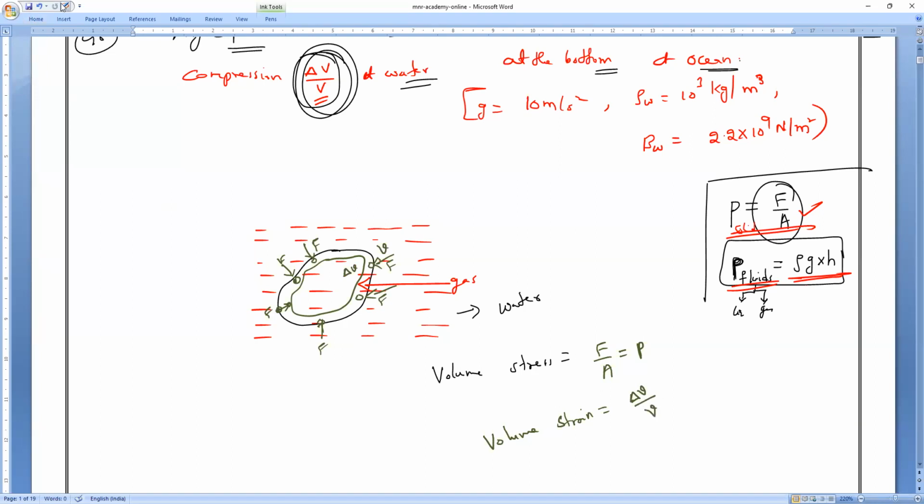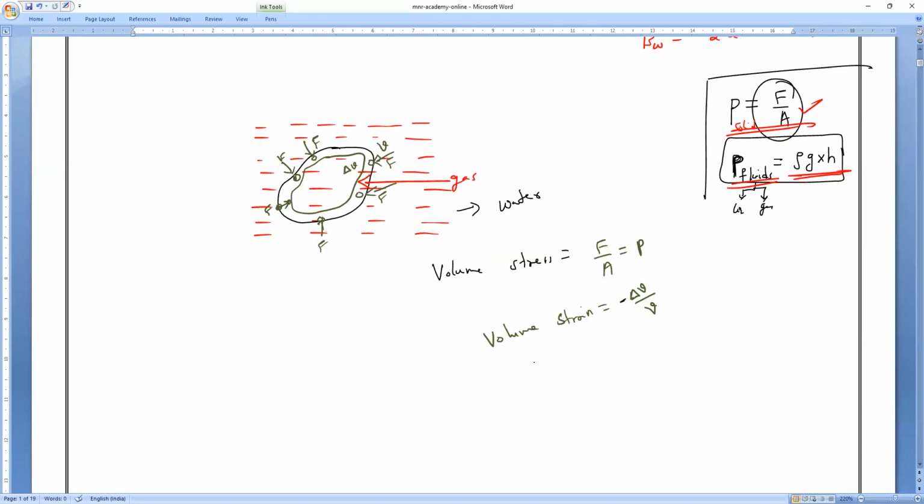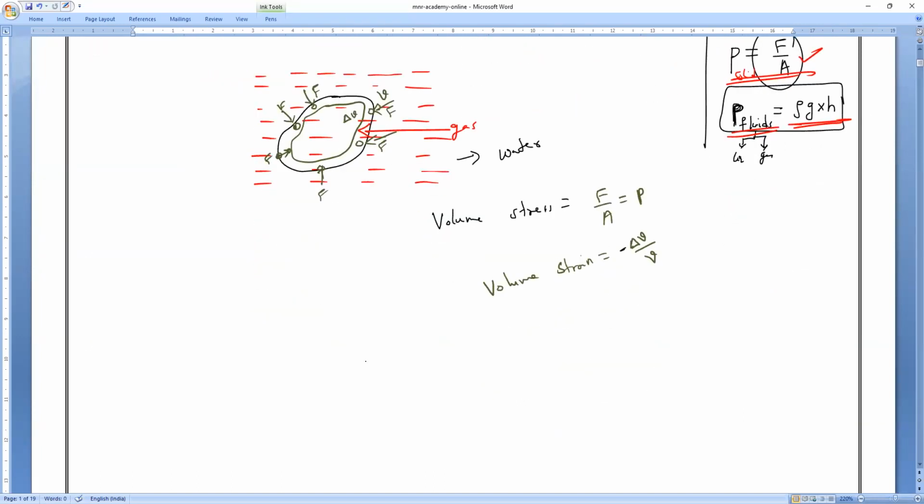And as we know, in most cases volume reduces. So it will become what? Minus delta V divided by V. So that is what I will say. Bulk modulus B is equal to, we all know the formula: volume stress divided by, speak guys, volume strain.